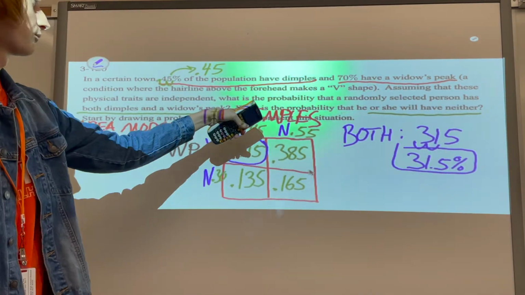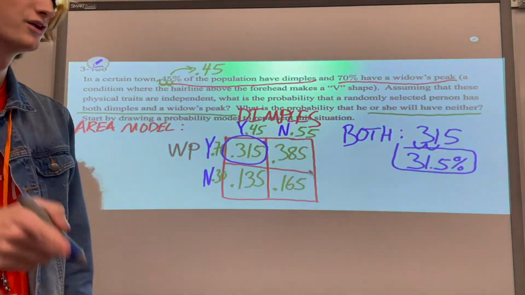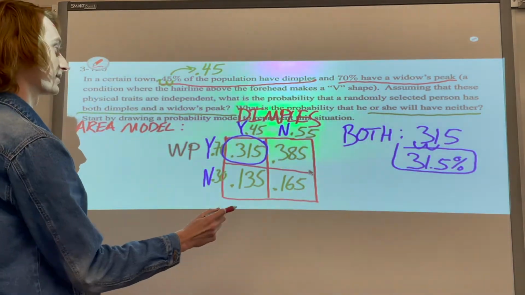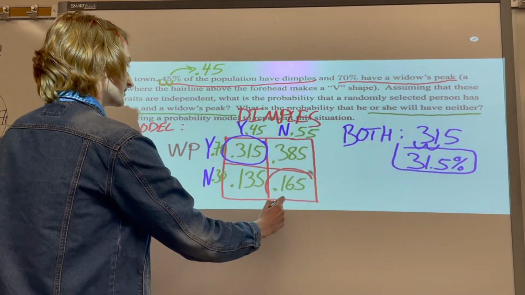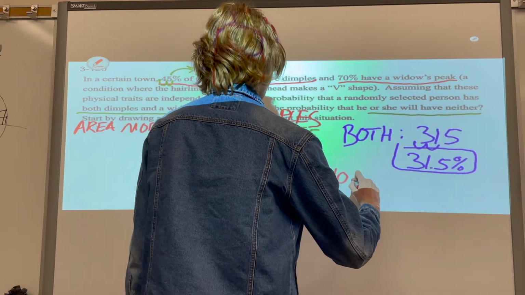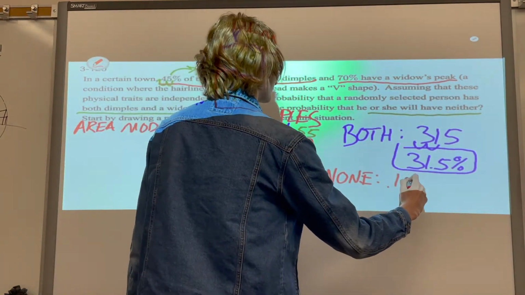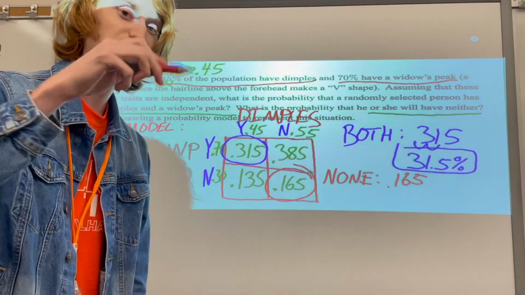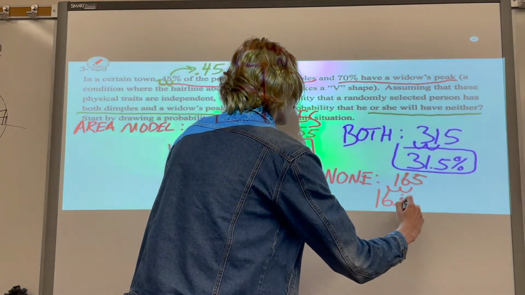What is the probability that he or she will have neither? So that would be no and no. Okay, I'll circle that one with red pen. So no and no, where that intersects, is 0.165. So none, I'll put 0.165. What if I want it in a percent? If I want it in a percent, I move that decimal back over 2 places. 16.5%.